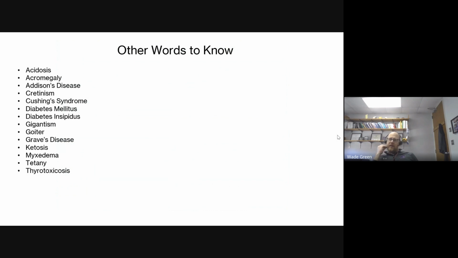Obviously some other things for you to know, and I'll get a Quizlet done for you guys as well. I don't know that there is one for this material. So we have acidosis, acromegaly, which is again enlargement of the extremities or jaw, Addison's disease and cretinism, Cushing syndrome. These are all different endocrine disorders. We know diabetes. We've talked about diabetes at length.